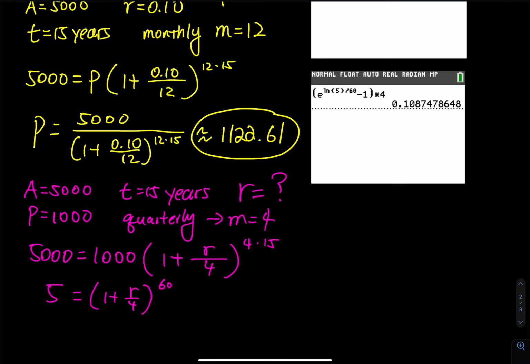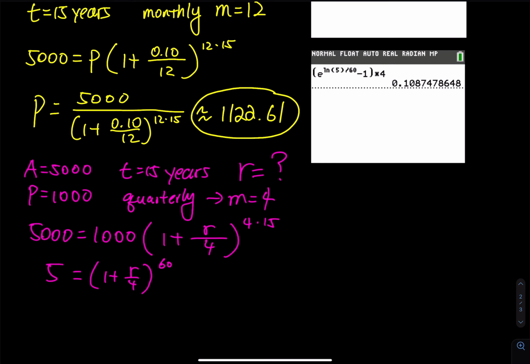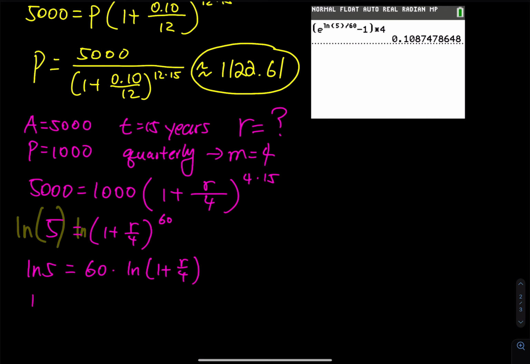Now, do you see that we have an r hiding inside the parentheses, and there is a 60 in the exponent? How do you bring the exponent down? To bring the exponent down, you have to take the log on both sides. So you are going to do ln on both sides. When you take ln of the right-hand side, the left side is ln 5, and you can bring the 60 down. So you have 60 times ln of (1 plus r divided by 4). Then you divide ln 5 by 60, so ln 5 divided by 60 equals ln of (1 plus r divided by 4).